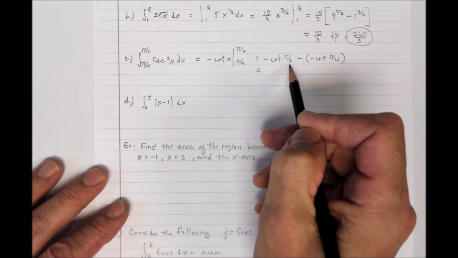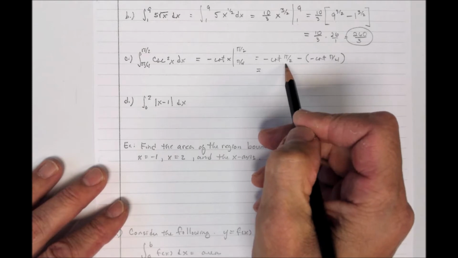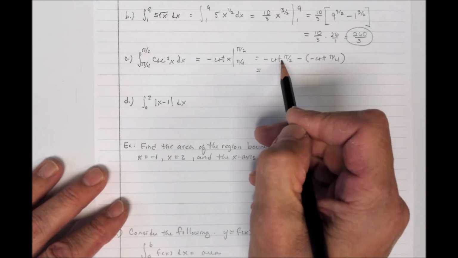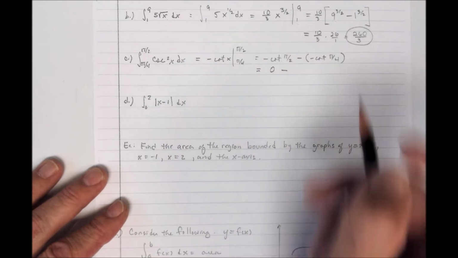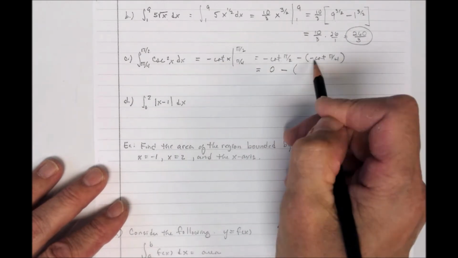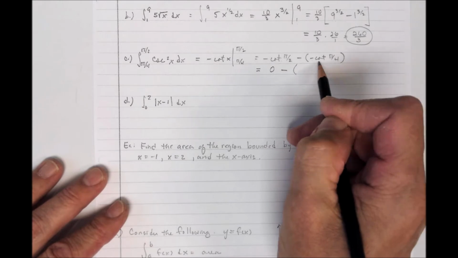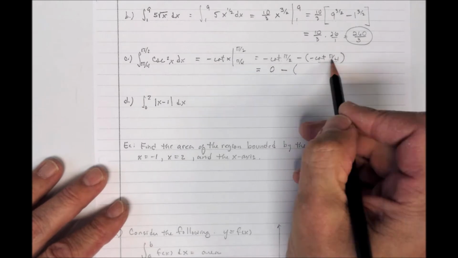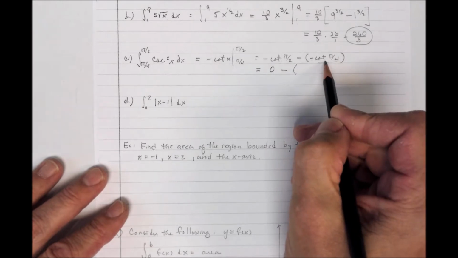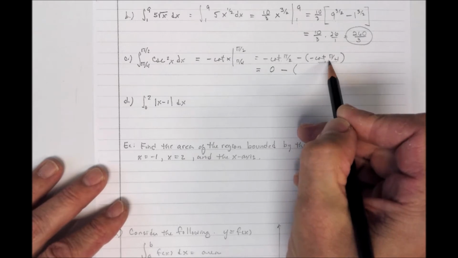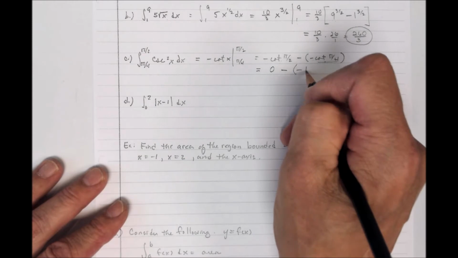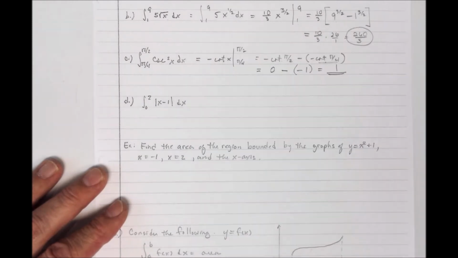So the cotangent of pi over 2, that's the cosine of pi over 2 over the sine of pi over 2, which is 0. So this is just the opposite of 0, which is 0, minus. Now this is going to be negative cotangent of pi over 4. Well, the cotangent of pi over 4 is the cosine of pi over 4 over the sine of pi over 4, which is square root 2 over 2 over square root 2 over 2, which is 1. So this is a negative 1. So I have 0 minus a negative 1, which is positive 1.